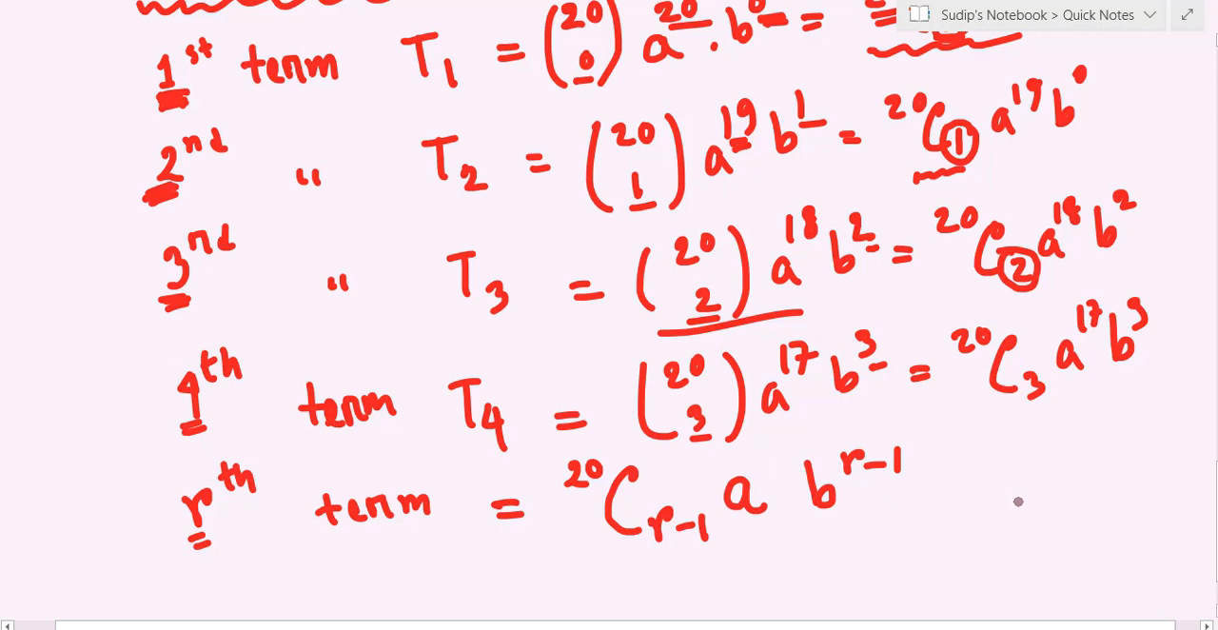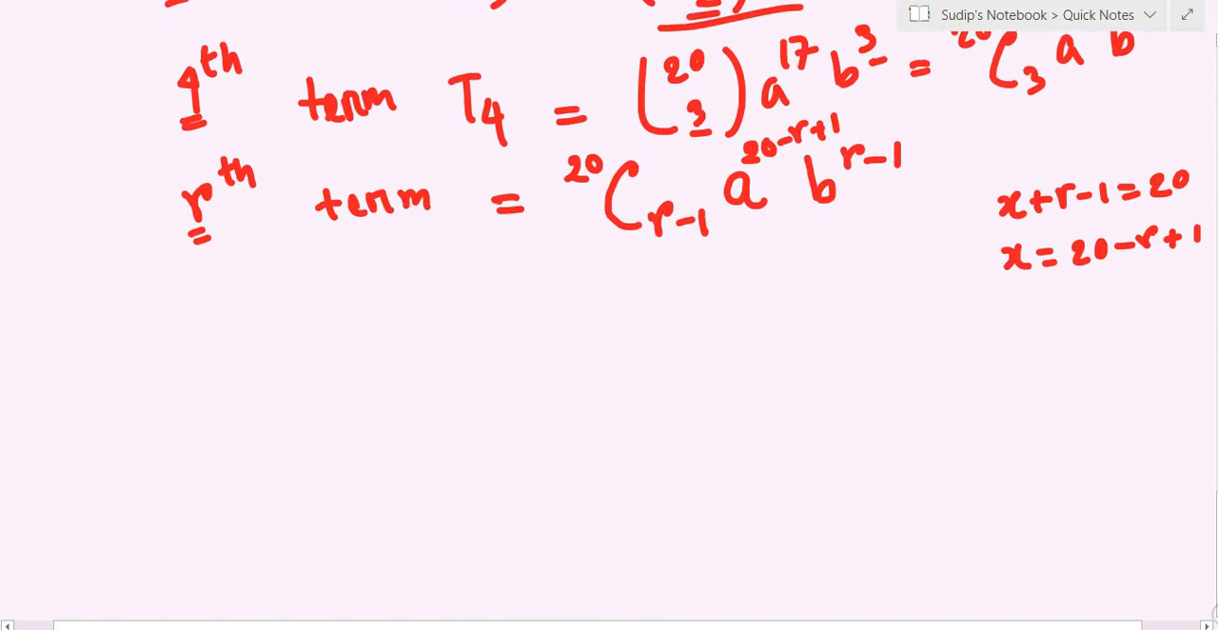Say we have to put x as the power of A, then x plus r minus 1 is equal to 20. So what is the value of x? x is equal to 20 minus r plus 1. So you can write this as 20 minus r plus 1. So the power of A will be 20 minus r plus 1 and the power of B will be r minus 1.